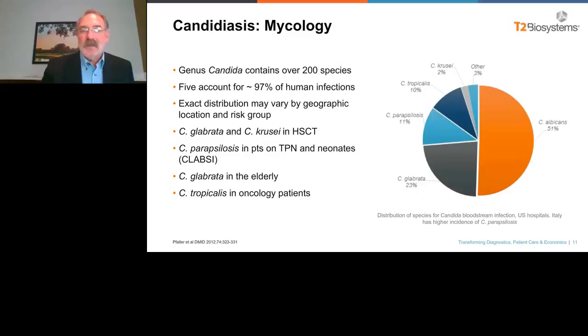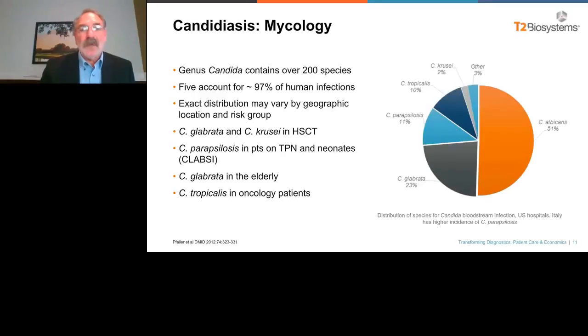For example, in many countries in Europe, Candida parapsilosis is the second most common species, whereas Candida glabrata is certainly in North America and other countries such as Denmark. The exact distribution, the risk groups also are important in this regard. So you see Candida glabrata and Candida krusei in stem cell transplant patients who routinely receive an azole antifungal agent for prophylaxis during periods of neutropenia.